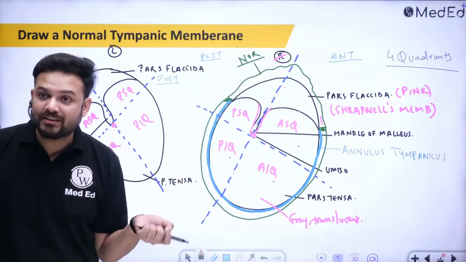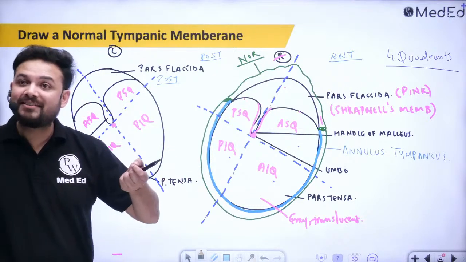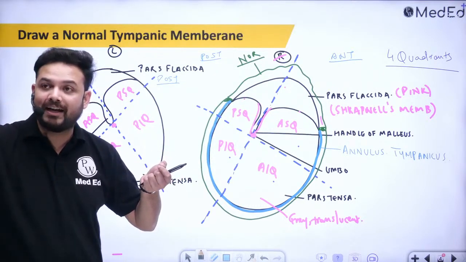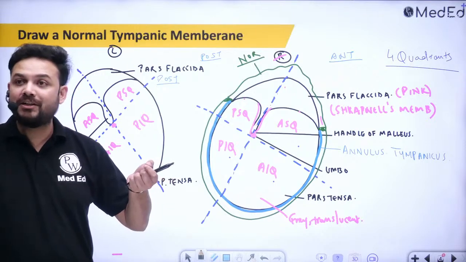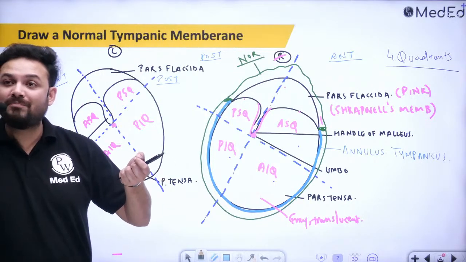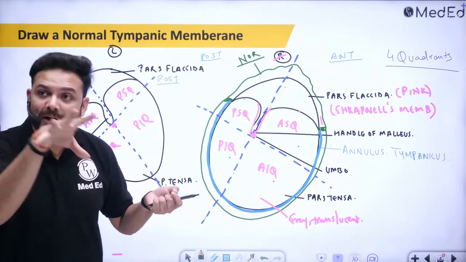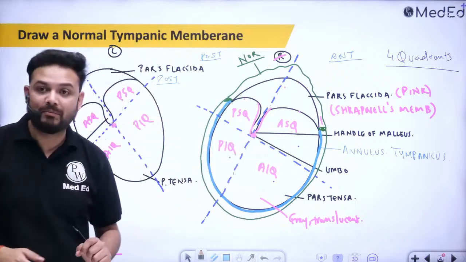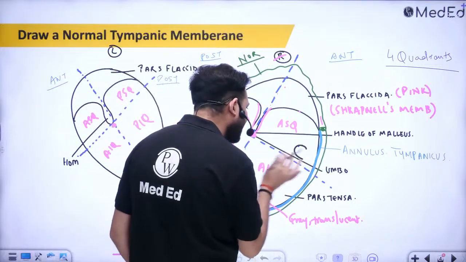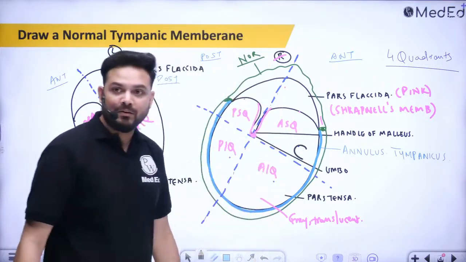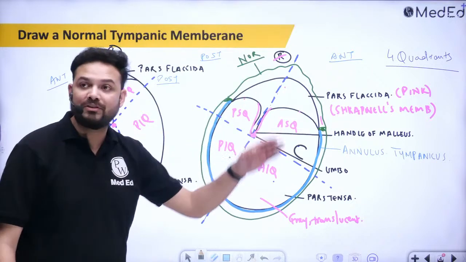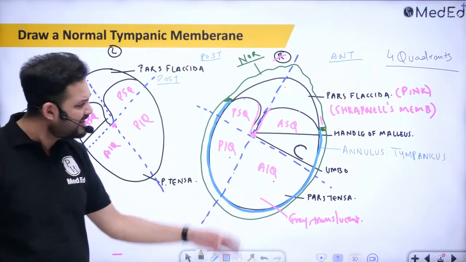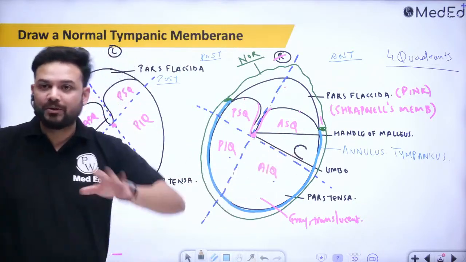And that eustachian tube is seen as a reflection, because inside the eustachian tube there is air. It is going to be seen as a black reflection through the anterior quadrant of the tympanic membrane. That means here I'll see something black, like a black shadow. Why? Because it is in the anterior wall of the middle ear. And I'll see it as a blackish shadow, because inside it there is air.